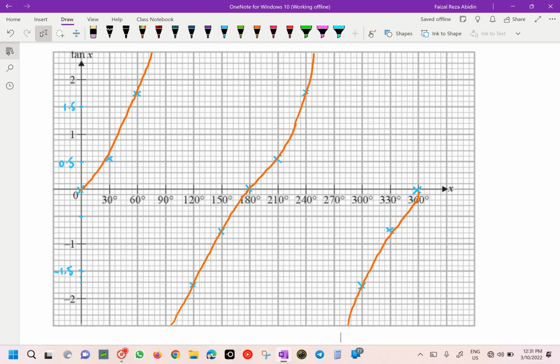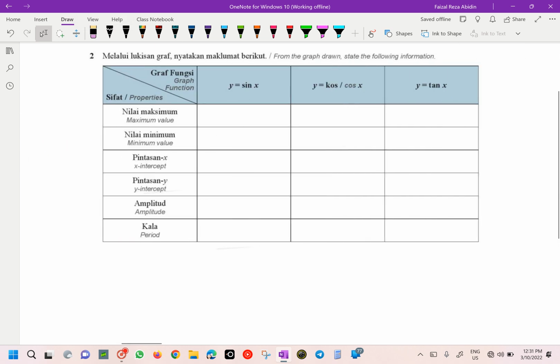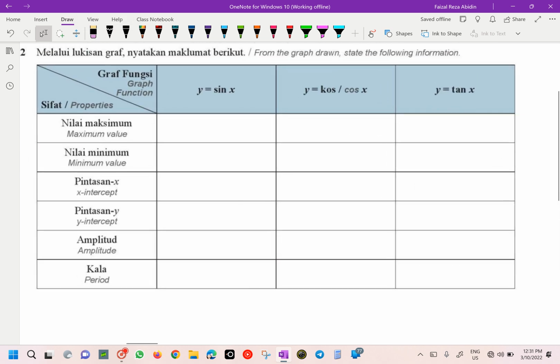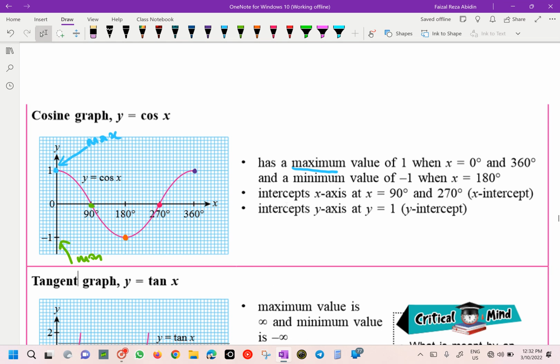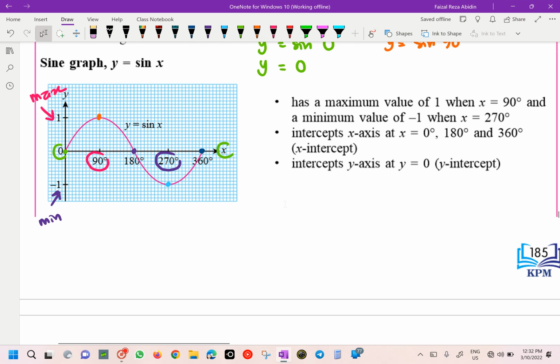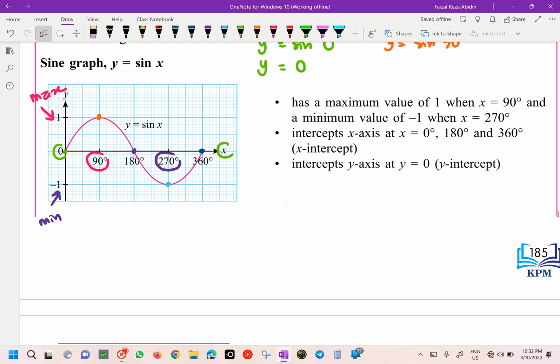It's going to be the next one, which is, okay, before that, we are going to look at the characteristics first. This one, number 2. Okay. From the graph we drew just now, state the following information. Okay, we go for the first graph, which is y equals sine x. How do we want to find it? You are going to refer to our graph in the textbook. Maximum value, minimum value, you got already, right?